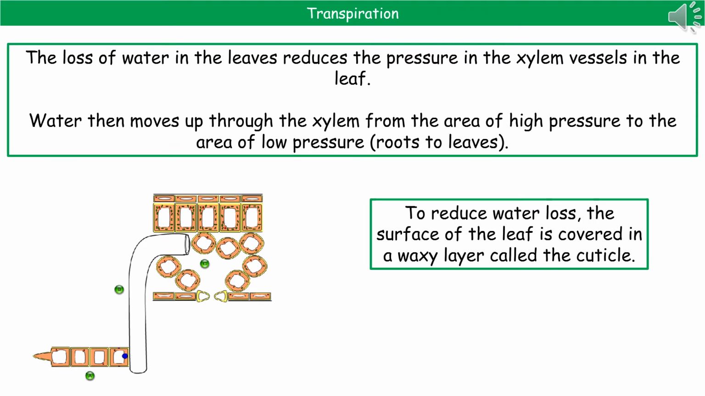As we lose water from the leaves, the pressure in the xylem vessels in the leaf is reduced, which means that water then moves up through the xylem from the area of high pressure to the area of low pressure, so from the roots to the leaves. If the plants need to reduce water loss because they're in very hot areas, for example, then they have this thick waxy cuticle on the surface.